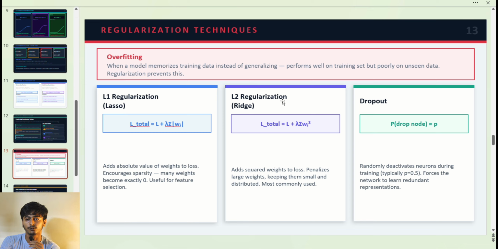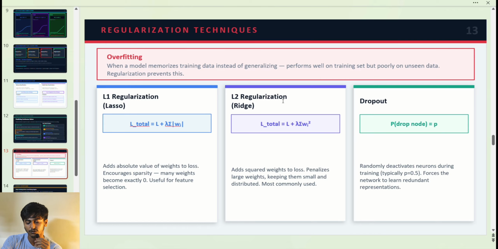Dropout is another powerful tool. By randomly deactivating neurons during training, we force the network to learn redundant representations, making it more robust and preventing it from relying on specific internal crutches.